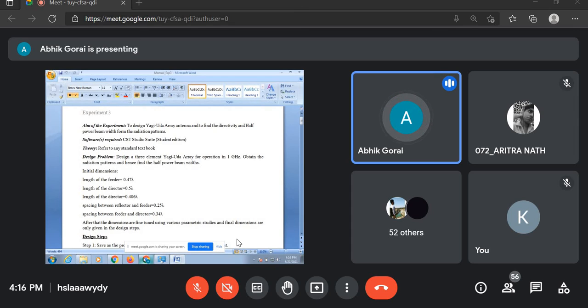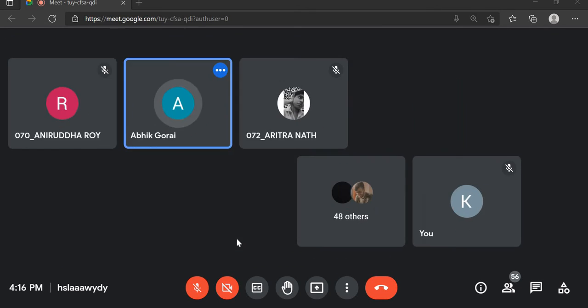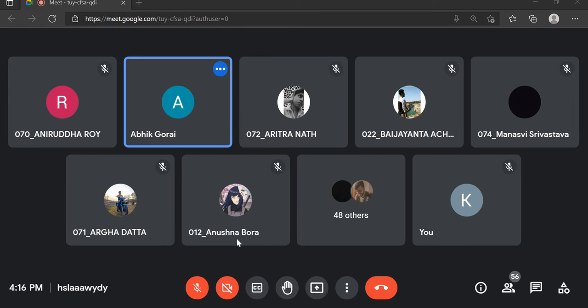So I would like to suggest everyone to refer to the manual and start your design process as soon as possible. And not only designing, you have to make sure that you get it marked by us.